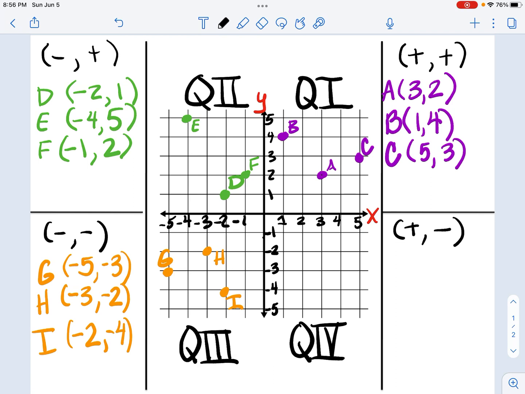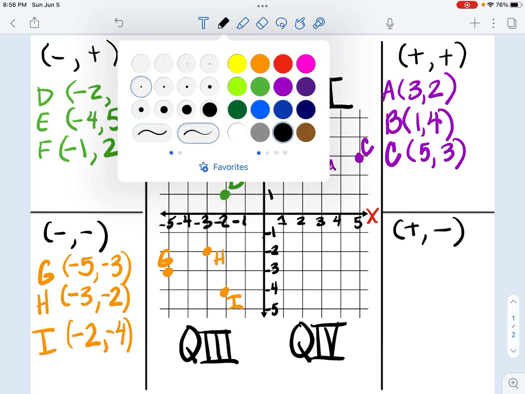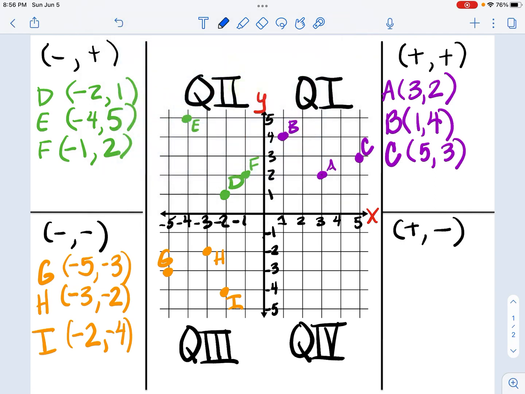And pause the video right now and see if you can do the points. So let's see, we have G, H, I, J, K, L. Can you come up with the points all on your own? So you need to come up with a positive number and then a negative number and see if you can graph them. So pause the video now and come back in a moment and see how you did.